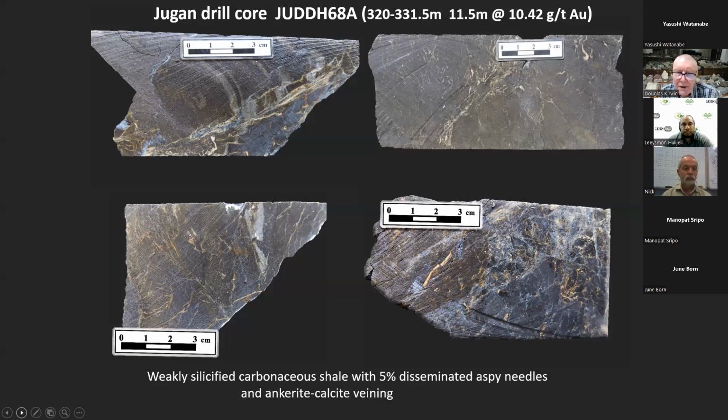And the mineralization here is actually associated with extremely fine acicular disseminated needles of arsenopyrite. Quite difficult to see with the naked eye. However, with the hand lens, the acicular habit of the arsenopyrite is very obvious. And there is later also a cross-cutting ankerite and calcite veining, which is late stage alteration.